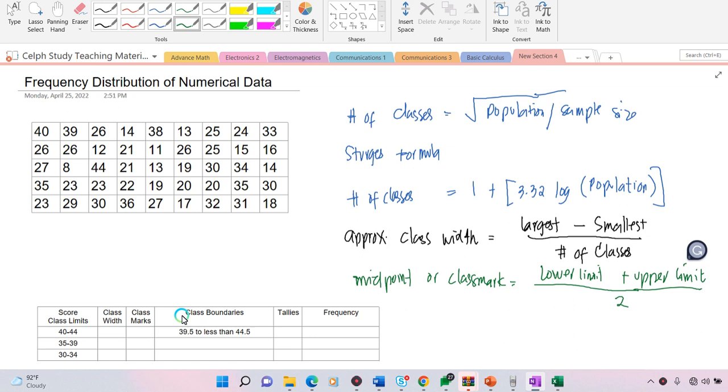So I will go through an example so that it is clearer for you. The class limits of succeeding classes are determined by adding the class width to your specific lower limits and upper limits. What determines the next class limit is your class width. So the class width is what you add to your lower and upper limit.